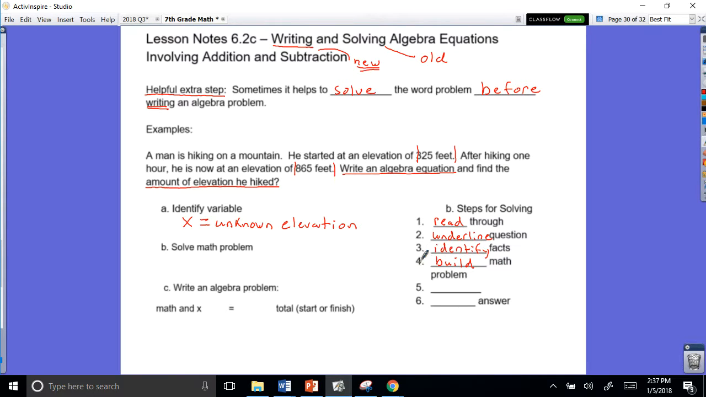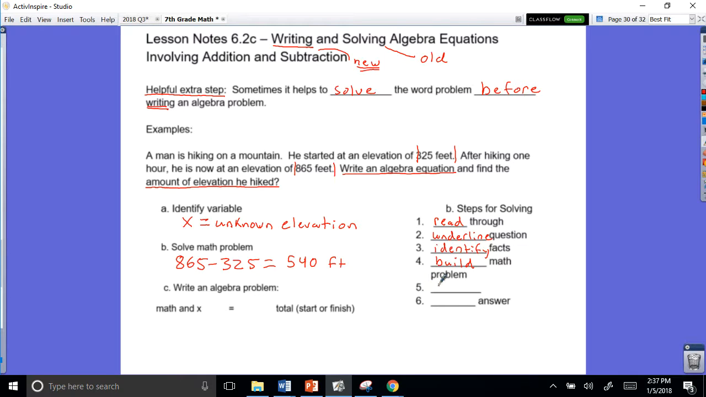To build our math problem and find out how much elevation he hiked, we have to take 865 and take away 325 to find out how far he went, because he started here and ended here. We need to take 865 minus 325, and that answer will tell us the elevation that he hiked, which comes out to 540 feet.